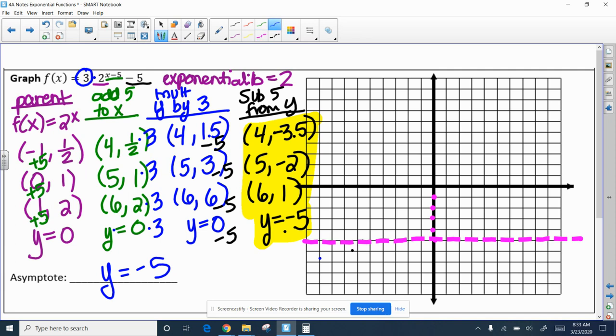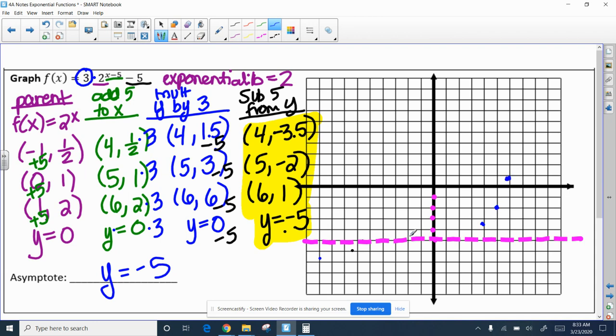Okay, let's plot our other points. Almost done, buddy. 4, negative 3.5 means I go right 4 and then down 3.5. So there's 3 and 0.5 would be right here. 5, negative 2 means I go right 5 and down 2. And then 6, 1 means I go right 6 and up 1.